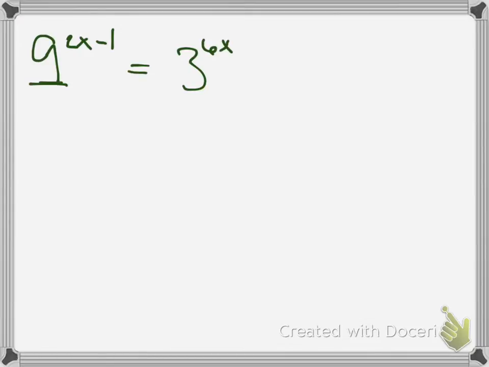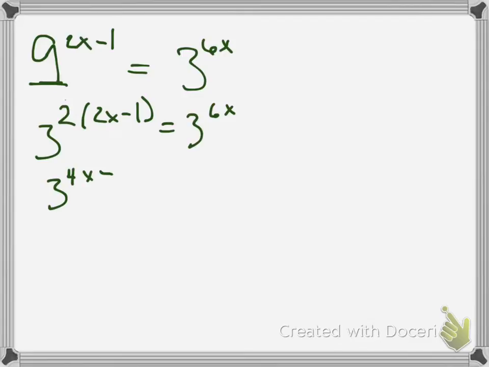Here's another example. Okay, so we got 9 to the 2x minus 1 power equals 3 to the 6x power. Now, the idea again is that you want to get it to the lower base. So we want to convert the 9 over to the 3. So 9 is 3 squared. And then you still have that 2x minus 1 power.